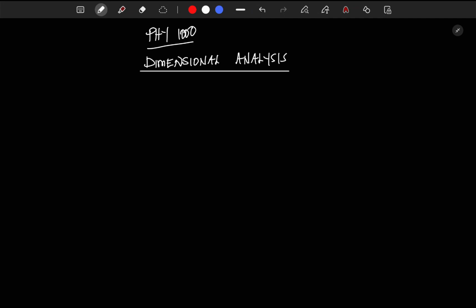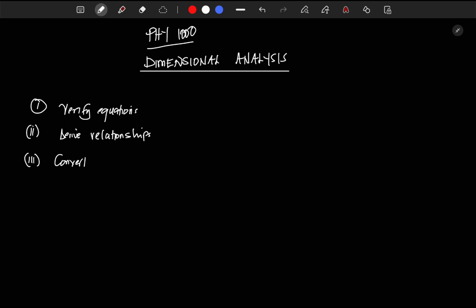All right, so dimensional analysis is going to help us verify equations in physics. Number two, we are going to derive relationships between physical quantities. And number three, it helps us to convert units. We can use dimensional analysis to convert units. For example, if you're converting from meters to kilometers, that is dimensional analysis.